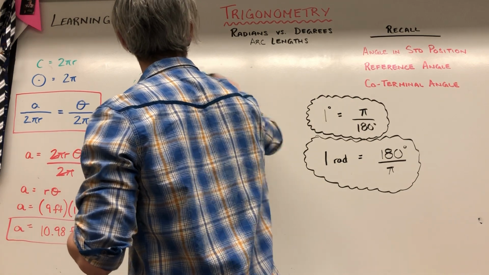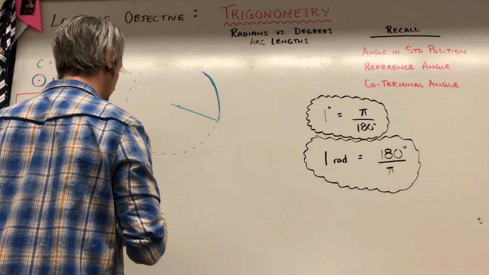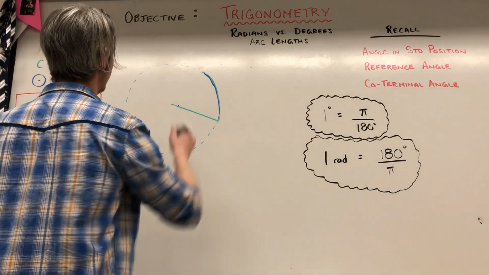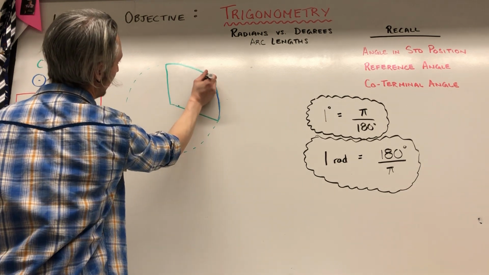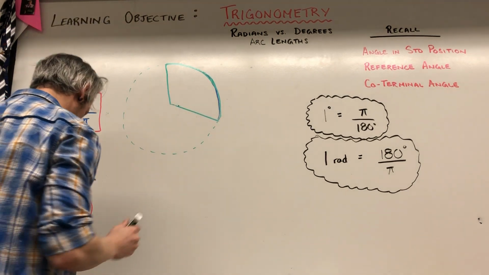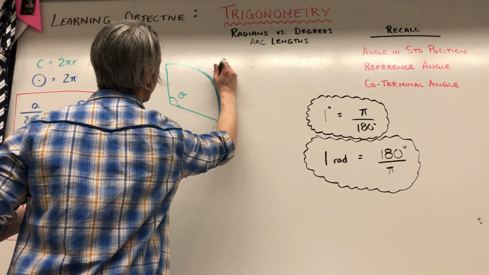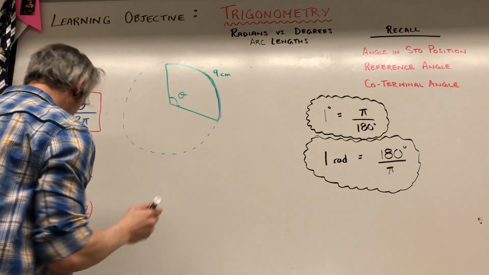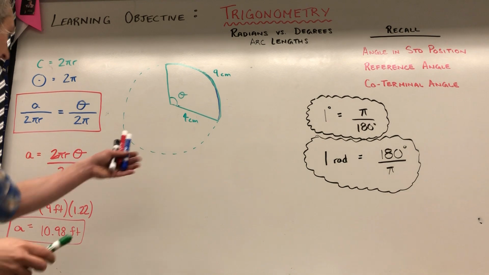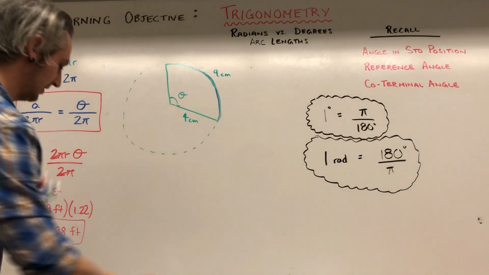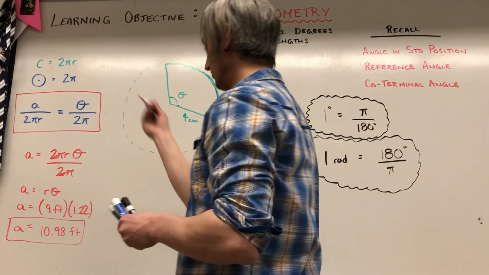Okay, I'm going to draw a new arc. It's going to look like this. So here's my new arc based on this slice of my circle. I don't know my angle theta. I know that my arc length here is 9 centimeters. And I know that my radius is 4 centimeters. So I'm trying to calculate this angle. And I'm going to use this formula here. It's easy. So I'm just going to write out my ratio.